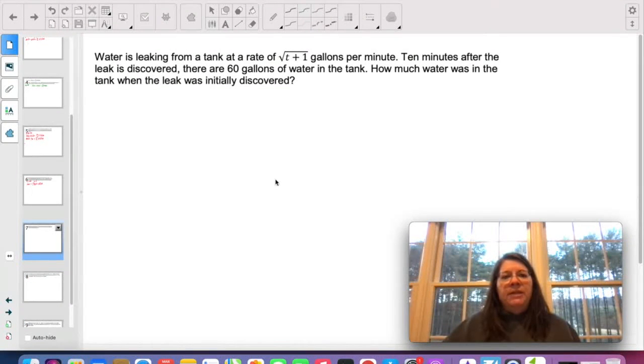Water is leaking from a tank at a rate of square root of t plus 1 gallons per minute. 10 minutes after the leak is discovered, there are 60 gallons of water in the tank. How much water was in the tank when the leak was initially discovered?